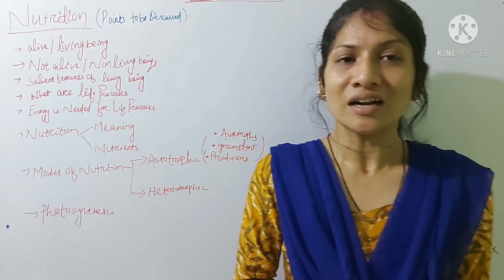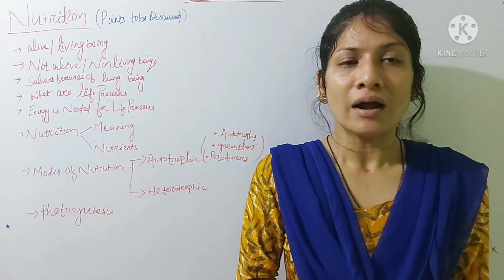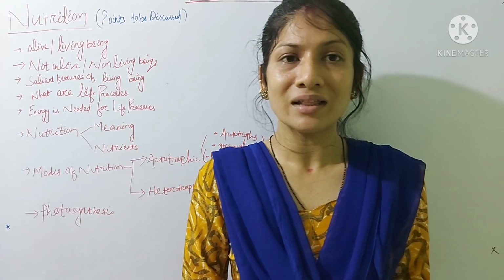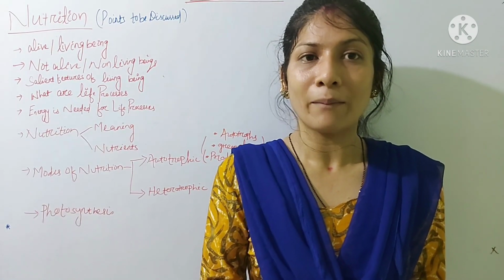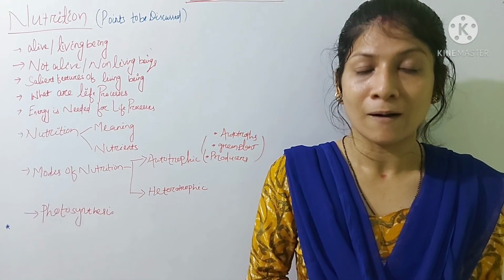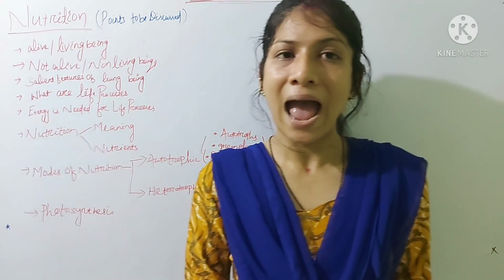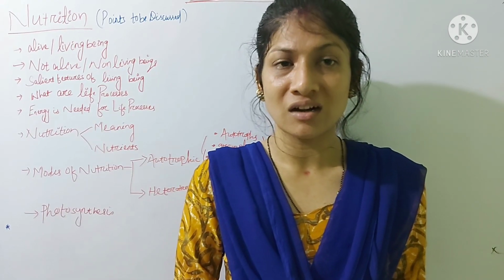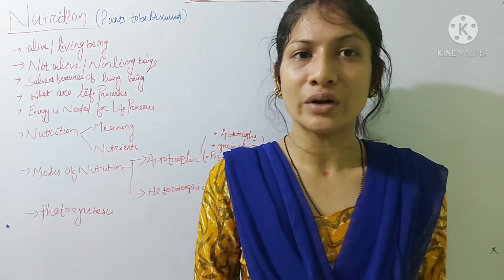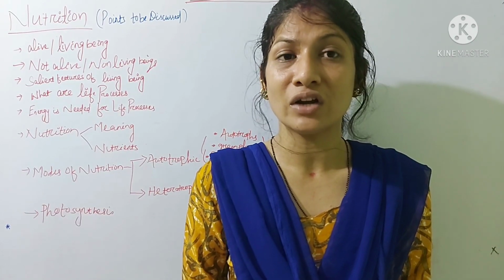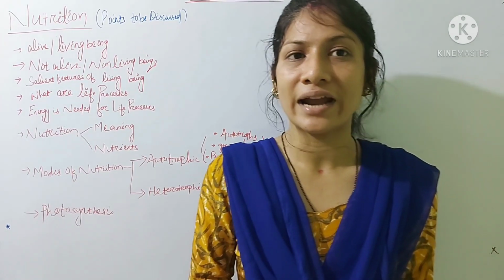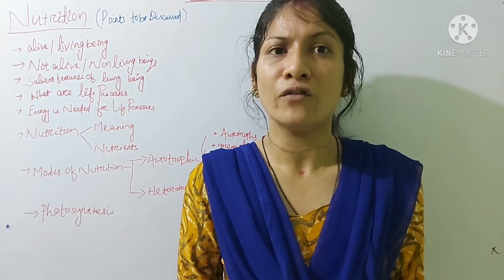Then what are the different modes of nutrition? Different modes means what are the different methods? The way we obtain the food, the way we procure the food is the mode of nutrition. Different organisms have different modes of nutrition, different steps, different variety of nutrients. That means different processes of nutrition. The mode of nutrition means the variety of the different types of nutrition.